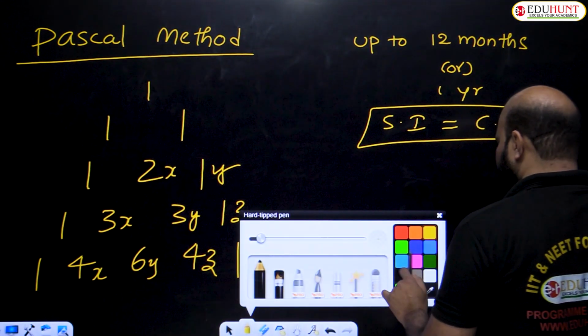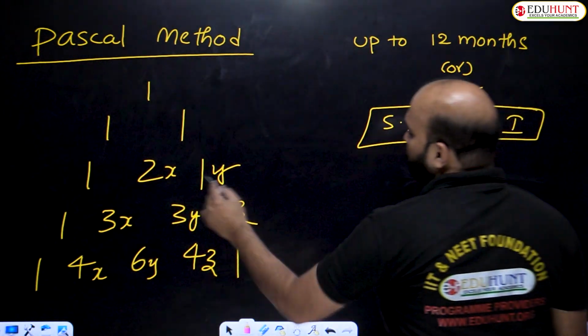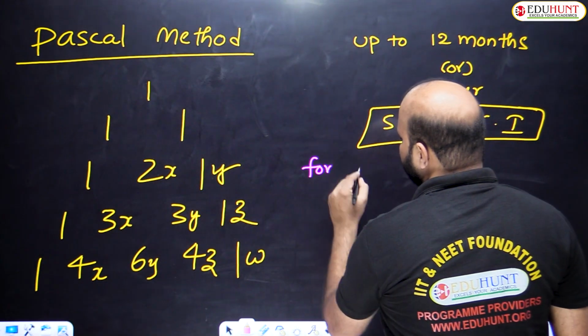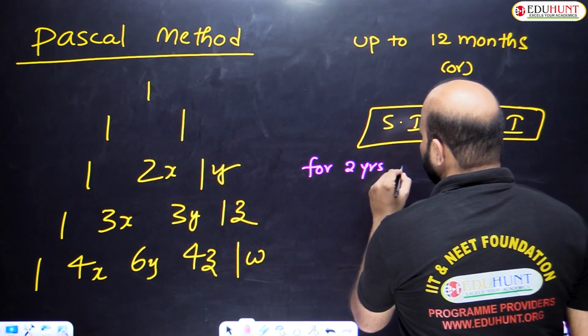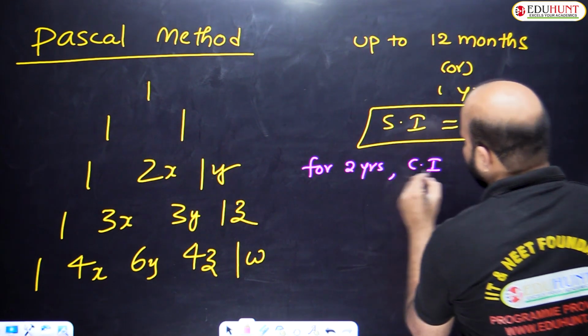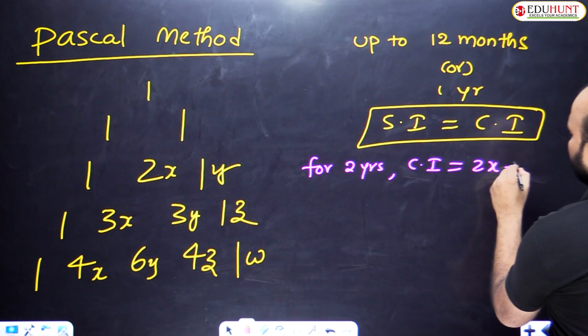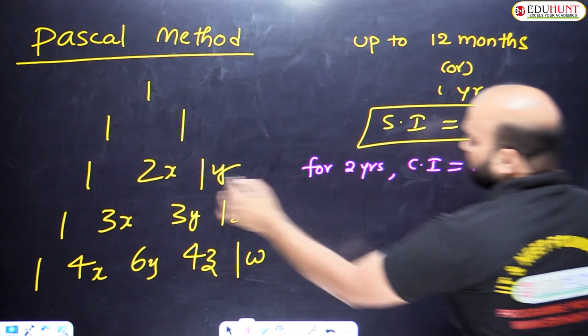So what am I getting first? The 2 years formula. For 2 years, the compound interest formula is 2x plus y. Only 2 variables are taken, 2x plus y.